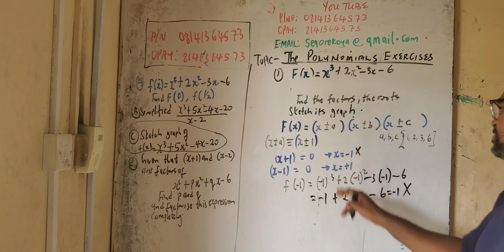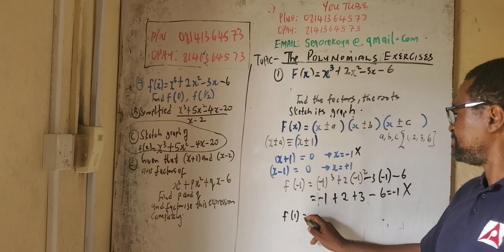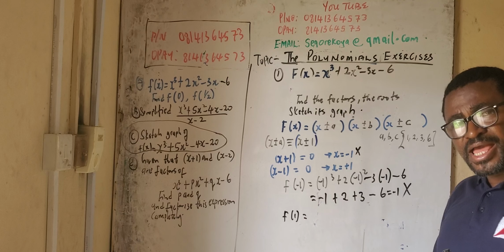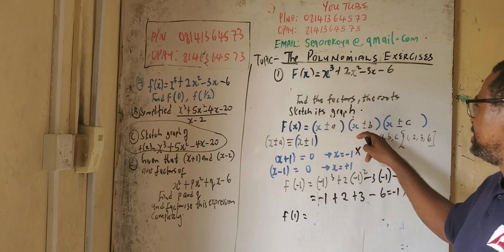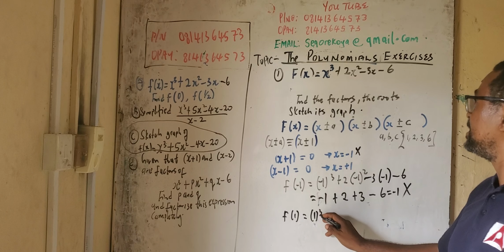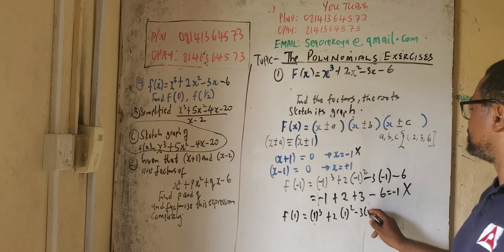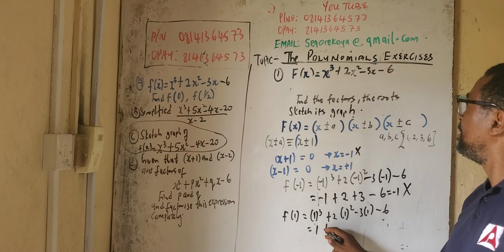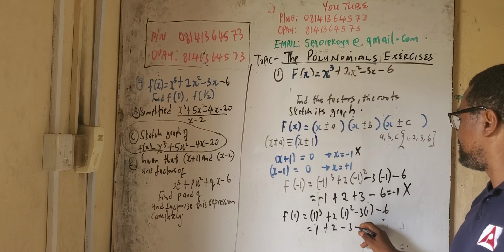Now let's test for this one when x is positive. So that means f of 1. This method we are doing is called trial by trial method. So let's test for when x is 1 in this function. So I have 1 raised to power 3 plus 2 times 1 raised to power 2 minus 3 times 1 minus 6. So 1 raised to power 3 gives me 1, plus 2 times 1 gives me 2, minus 3, minus 6.